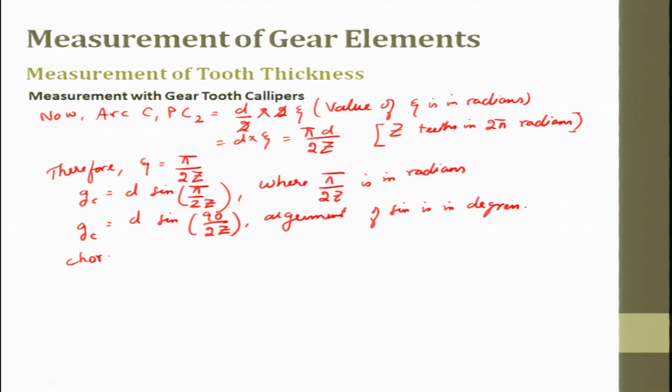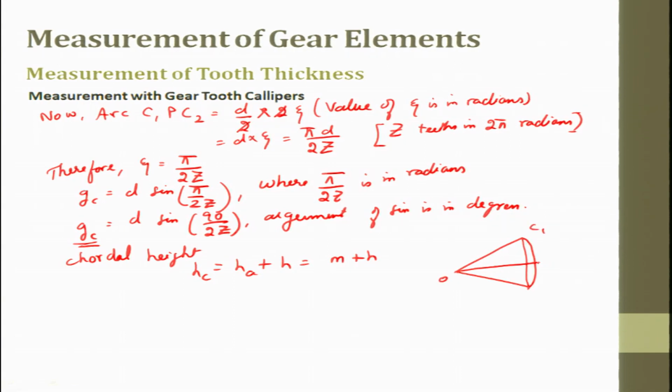Now caudal height. We have found out GC. Now, we are trying to find out caudal height. Caudal height is nothing but HC equal to HA plus H, which can be written as M plus H. So, now let me draw. So, this is O, this is C1, this is P, this is C2, and this is 90, and here is a K component, and this is D by 2, and this is nothing but GC by 2. So, from this figure, length OK is equal to d by 2 minus h.